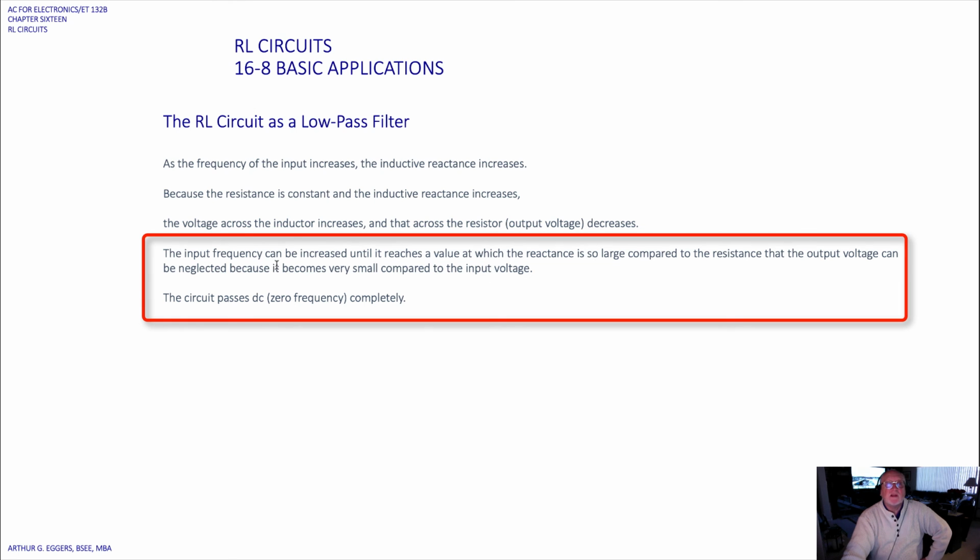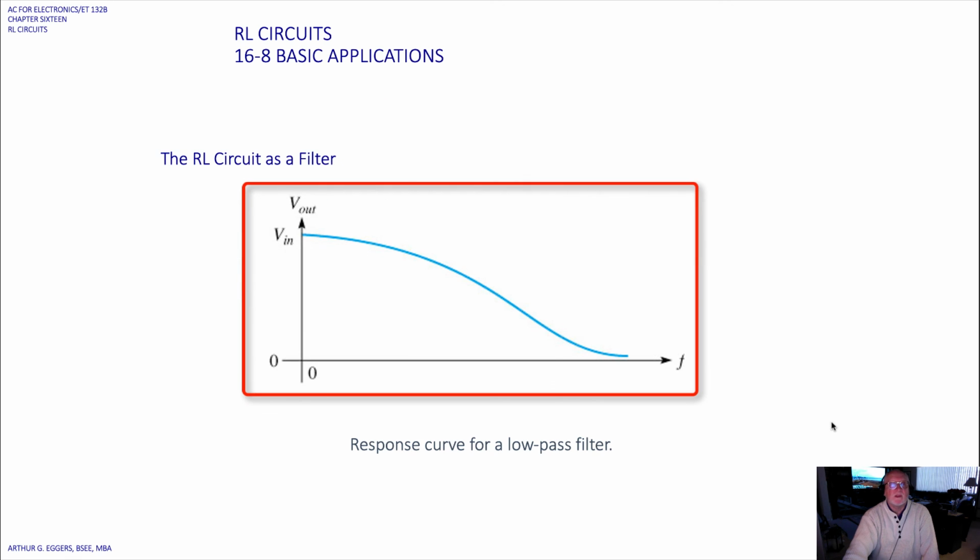The input frequency can be increased until it reaches a value at which the reactance is so large compared to the resistance that the output voltage can be neglected because it becomes very small compared to the input voltage. The circuit passes DC completely in this case. So for an RL circuit as a filter, we can see the curve response here. We can see the voltage in, voltage out relationship, and what happens as the frequency increases.